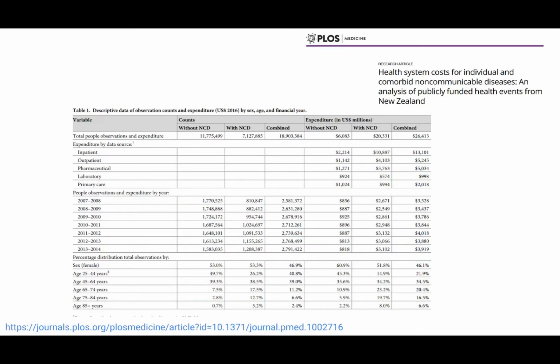So here's an example of a table from this data set. And what they're showing is the total number of people with non-communicable diseases and people without, and they're reporting their expenses broken down by inpatient, outpatient, or laboratory costs. And so this is an exploration of the relationship between costs and the type of disease. Again, not necessarily inferring to a larger population, but just exploring what they see in a particular data set.